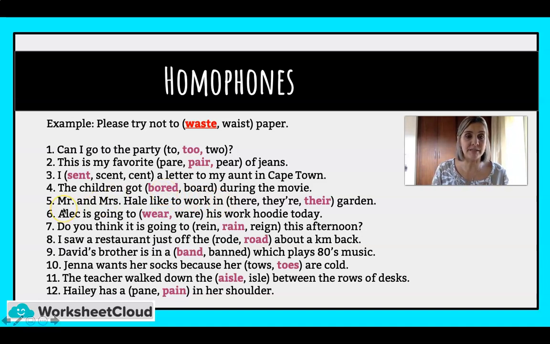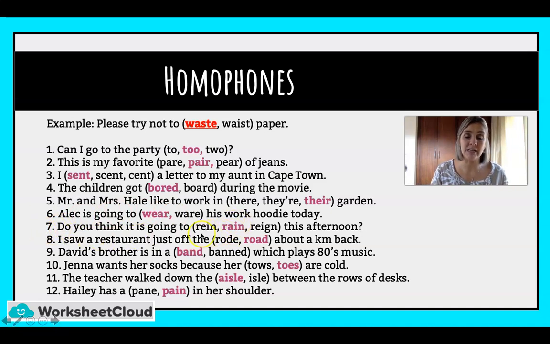Number 5, Mr. and Mrs. Hale like to work in their garden. The first one is over there, and the second one is a contraction, they are. So we're looking at possession as in their garden. Number 6, Alex is going to wear his hoodie today. So that's obviously the first one. And the other where is like different items, hardware. Go to the hardware and you can find hammers and nails. That's called hardware. Number 7, do you think it's going to rain?